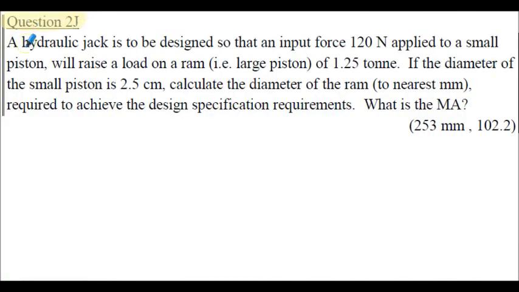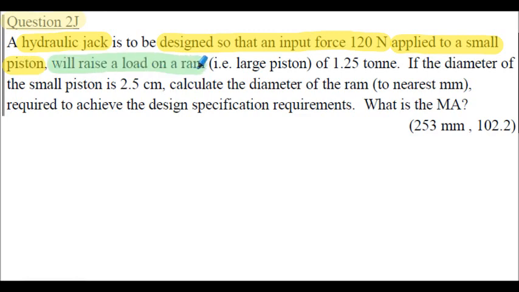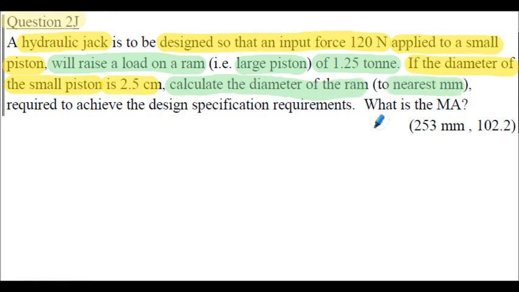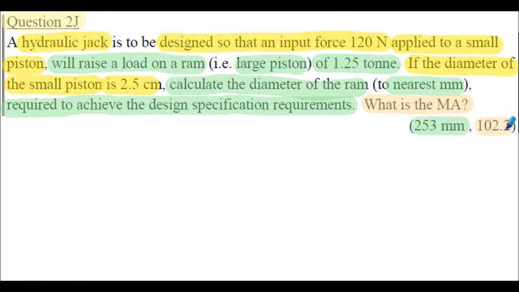Question 2J. A hydraulic jack is to be designed so that the input force of 120 newtons applied to a small piston will raise a load on the ram, that's the large piston, of 1.25 ton. If the diameter of the small piston is 2.5 centimeters, we've got to calculate the diameter of the ram to the nearest millimeter. That's required to achieve the design specification requirements. We also have to determine the mechanical advantage. Answers shown in the bracket here.